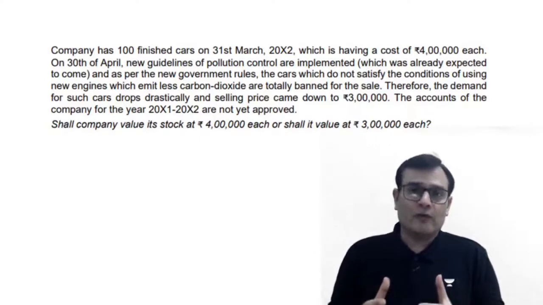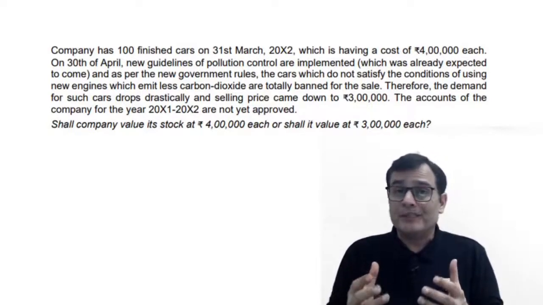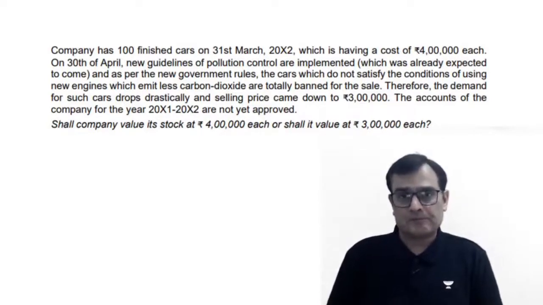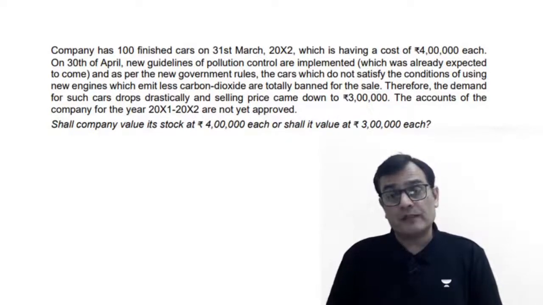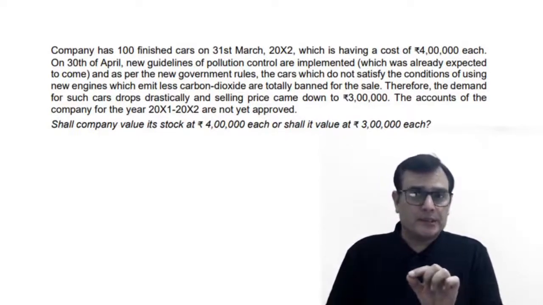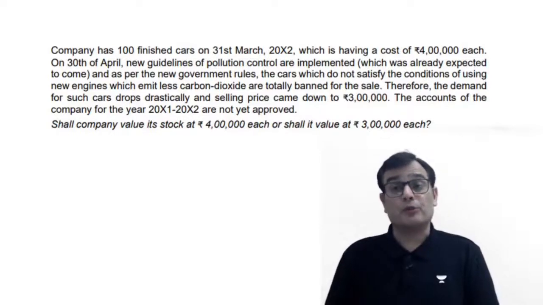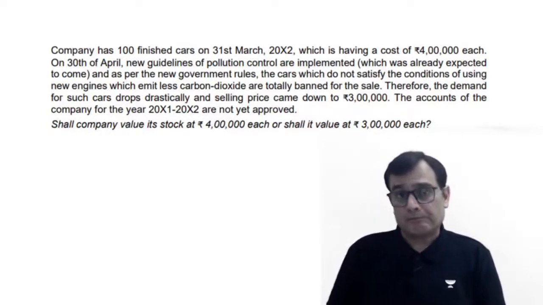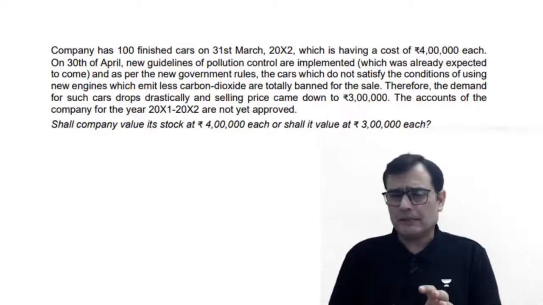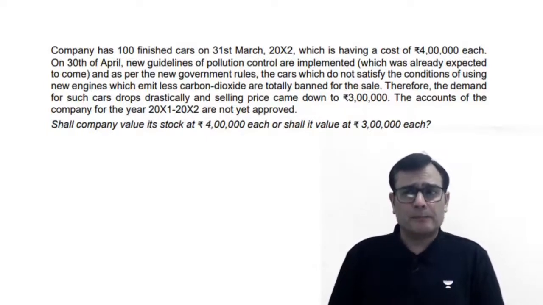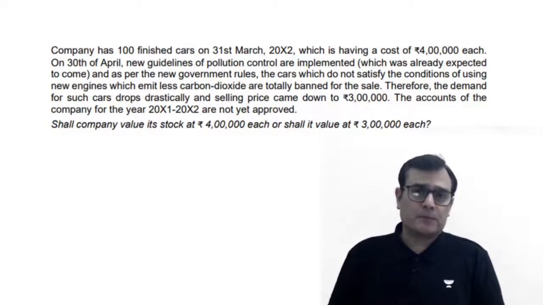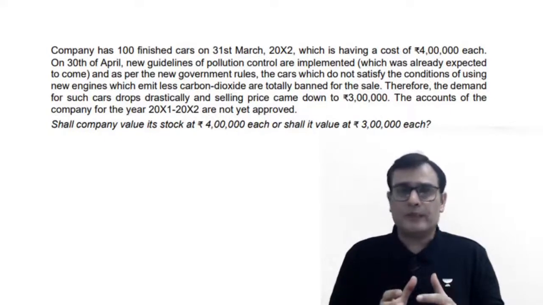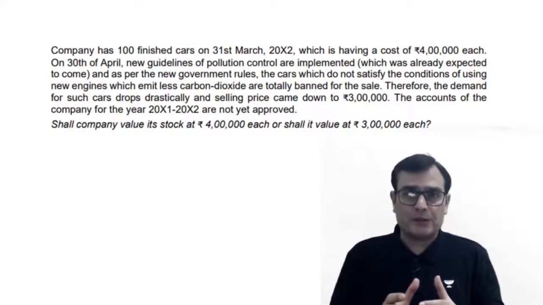Now, why did the fall in the price take place? What is the reason of the fall in the price? The reason in terms of the fall in price is that there has been some new guidelines of pollution control which were expected to come. Now, a question would come to your mind that if this was not given in the brackets, that these guidelines are expected to come, would I presume that the condition was present on the balance sheet date?